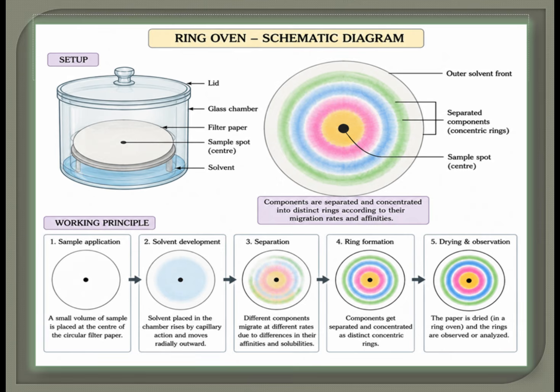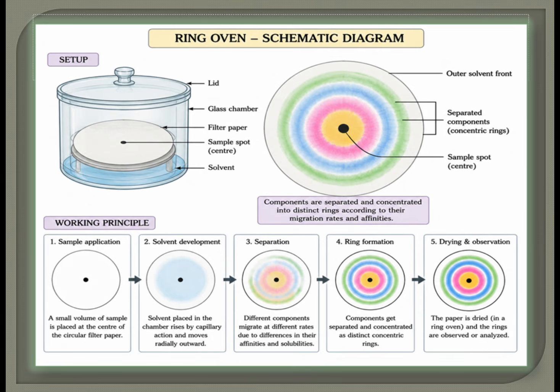This diagram shows the setup and working of a ring oven. The basic setup is the same as circular chromatography, that is, a glass chamber with a lid, circular filter paper, sample spotted at the center, and solvent at the bottom. So what makes it a ring oven? The key difference is the heating system involved. In a ring oven, a heating element or ring heater is attached around the edge of the filter paper.